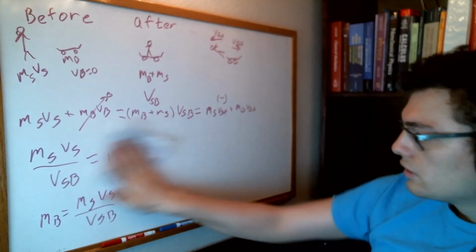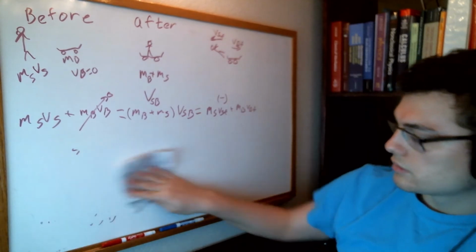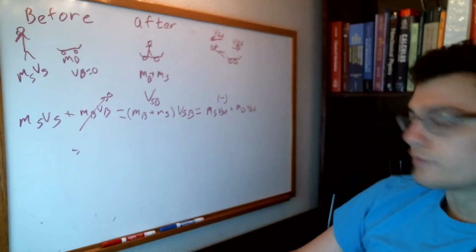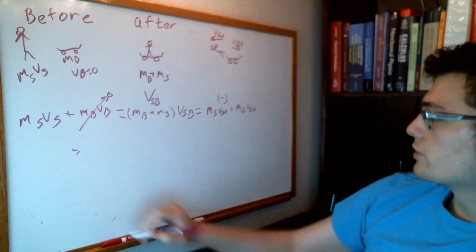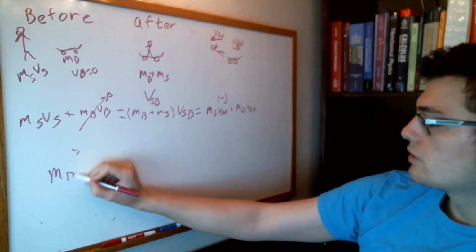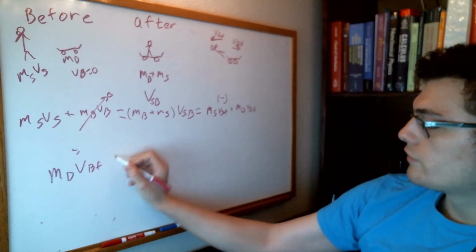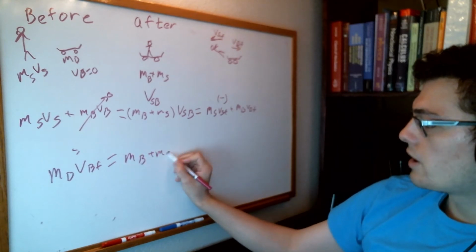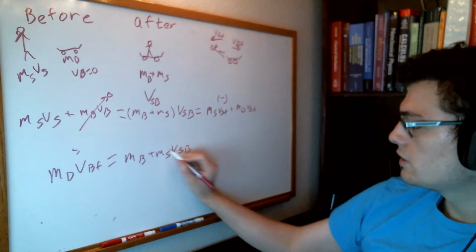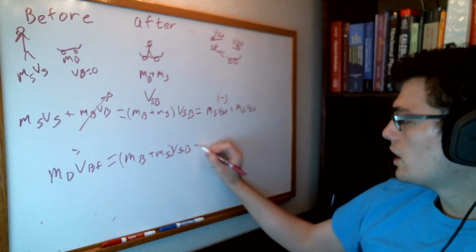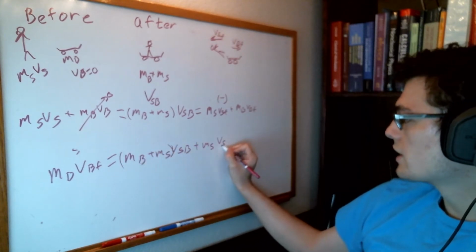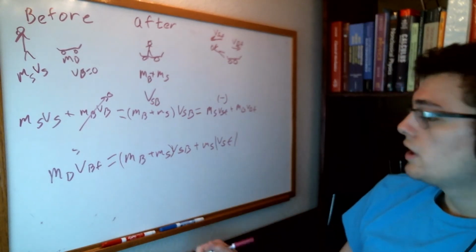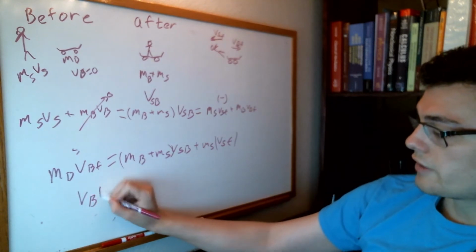Okay. I'm going to get rid of this stuff here. Probably shouldn't have. But you can insert the expression for the mass of the board afterwards. So then we're going to get that the mass of the board times the velocity of the board final is going to be equal to the magnitude of (MB plus MS) VSB, plus MS VSF. I'm going to put the magnitude sign around here so that we know that it's positive. And then we just have to solve for VBF.